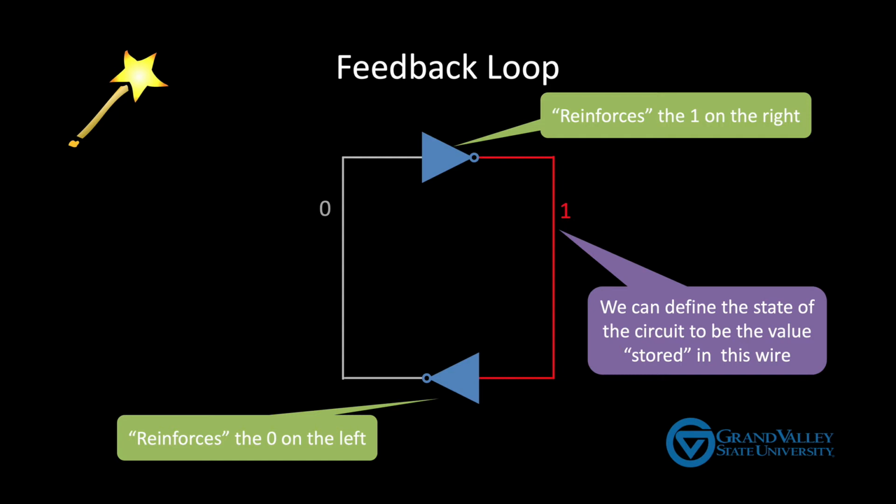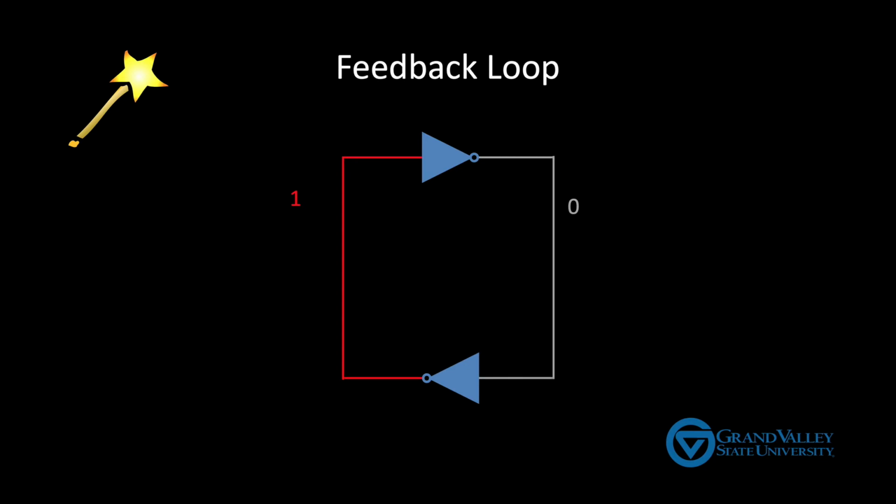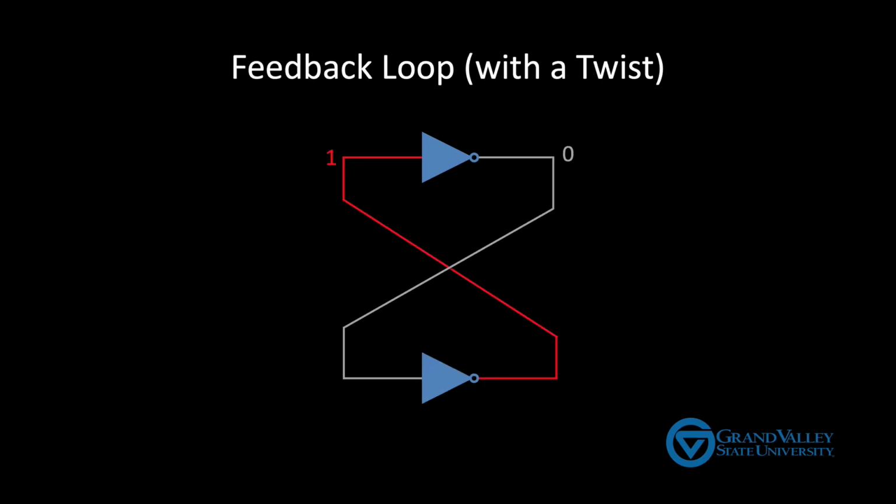Now, if I were to wave the wand again and make the right-hand wire a 0, then the feedback loop will also be in a steady state, but will store 0 in the right-hand wire. Now let me make one small cosmetic change. I'm going to put a twist in this loop so that both gates face to the right. It doesn't change the behavior of the circuit, just how it looks. Now, as I said, the circuit as is isn't useful because we have no way to set it, no way to intentionally put it in the state we want it in.